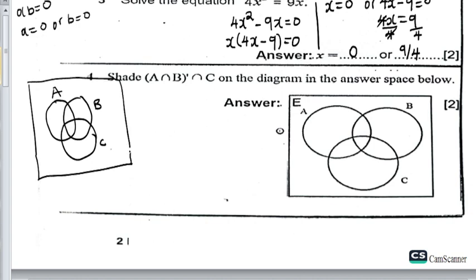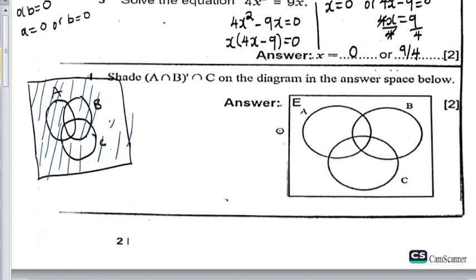We have that. Now we want to shade. Let me change the color there. A intersection B complement simply means apart from the intersection of A and B, shade everywhere. So we're going to shade all these parts apart from the intersection of A and B. That is what it means.